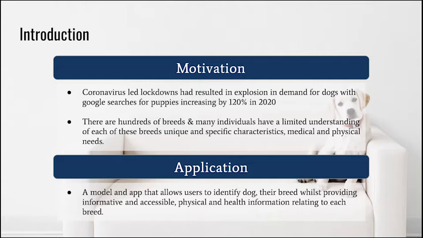There are hundreds of dogs, and many individuals cannot even name a quarter of them, let alone have an understanding of each of these breeds' unique and specific characteristics, medical and physical needs. To assist consumers make the appropriate and informed choice, we have developed an AI that will assist the consumer to pinpoint a dog's breed and be able to provide specific and informative information pertaining to the relevant dog to assist households in their search for a suitable dog.